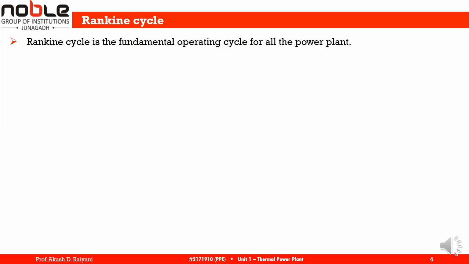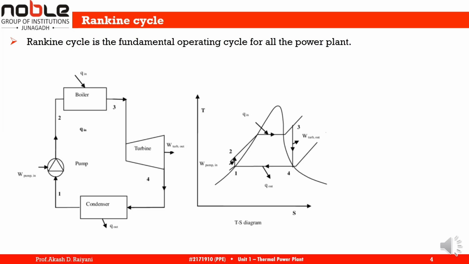Next one is the Rankine cycle. Rankine cycle is the fundamental operating cycle for all the power plants. It is widely used in coal-based thermal power plants and nuclear power plants. It was first developed by William John Rankine in 1859. In the Rankine cycle, heat energy is converted into mechanical energy and it is transformed into electrical energy by means of an electrical generator.